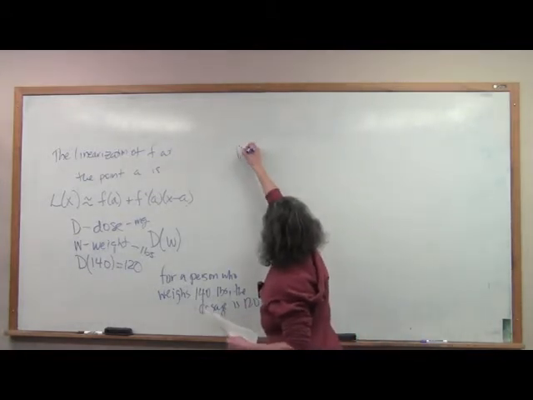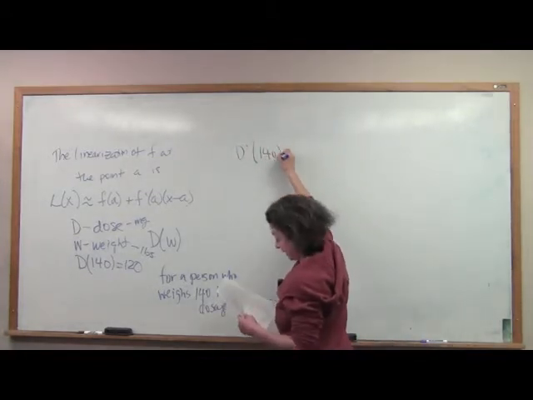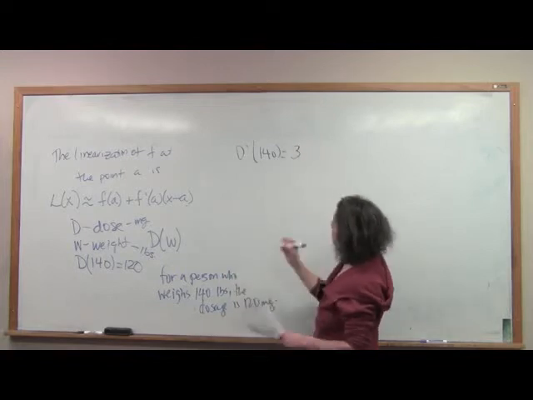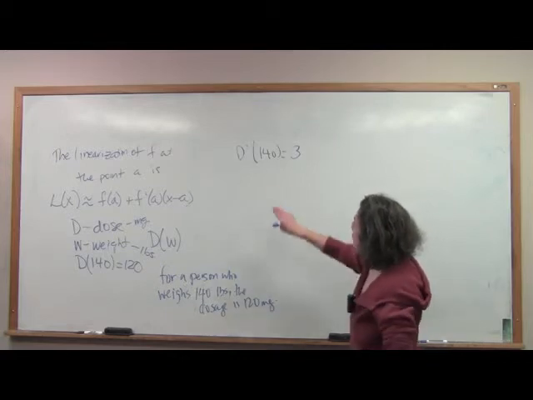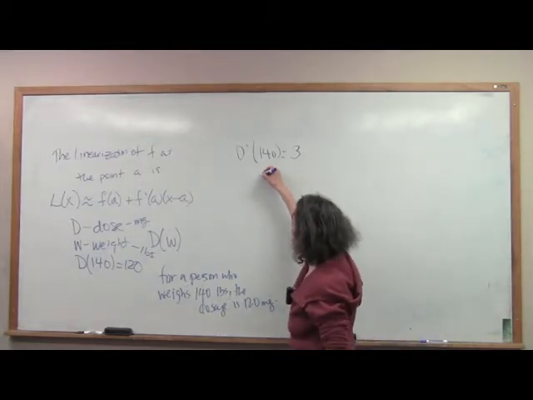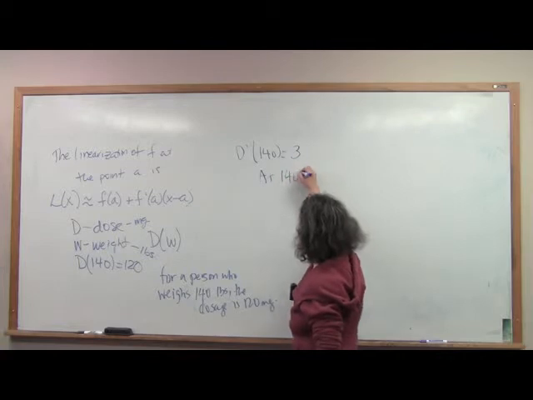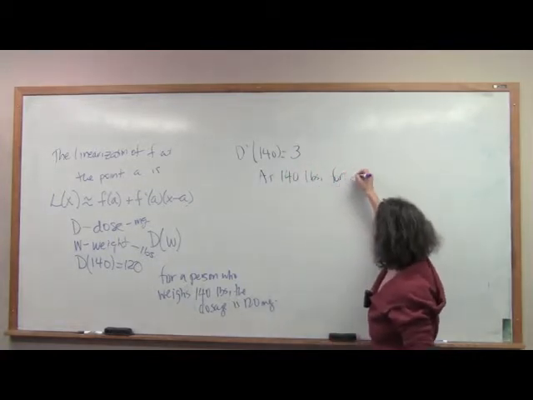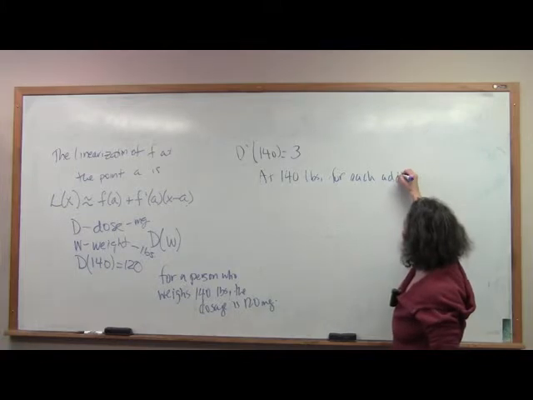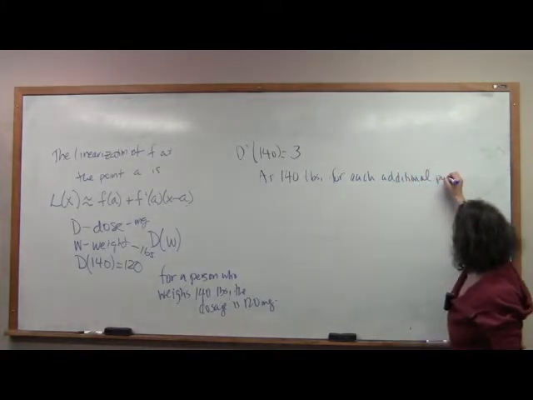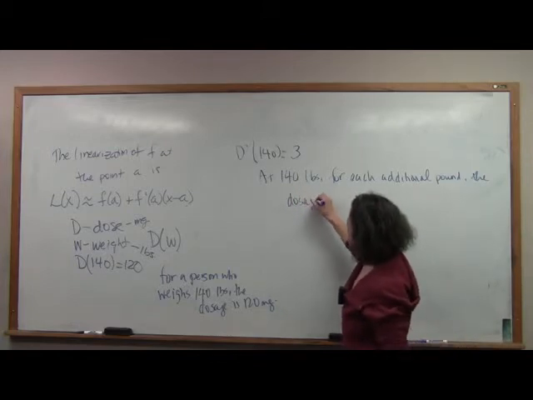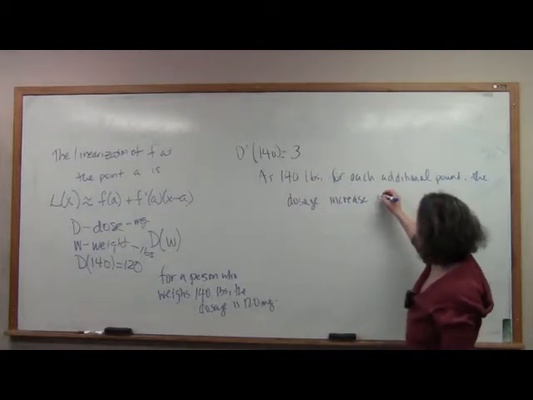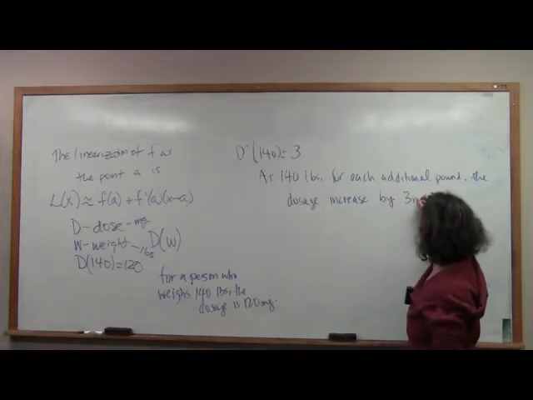What does it mean now for D prime of 140 to be equal to 3? Let's interpret this in terms of the painkiller. Well, what this means is as follows. At 140 pounds, for each additional pound, the dosage will increase because my slope is positive, my derivative is positive, by 3 milligrams.